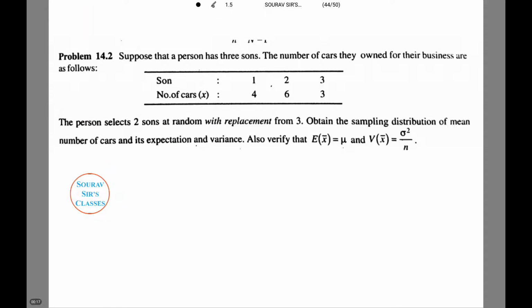The first question we are given with the following information. Suppose that a person has 3 sons. The number of cars they own for their business are as follows. Now we need to select 2 sons at random with replacement from 3, and we have to obtain the sampling distribution of mean number of cars and its expectation and variance. Also we need to verify whether expectation of sample mean x bar is equal to population mean and variance of sample mean is equal to population SD square, sigma square by n.